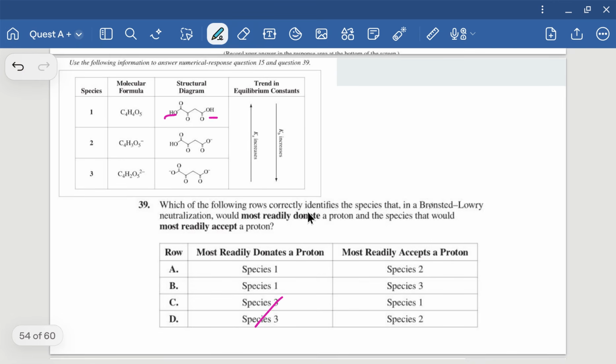And then the most that would readily accept, I would go with species number 3 because you have 2 areas that can accept. And so your answer here is B.